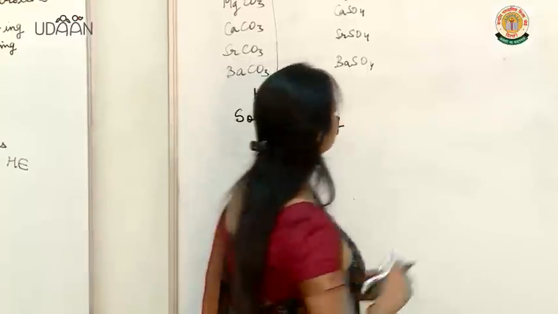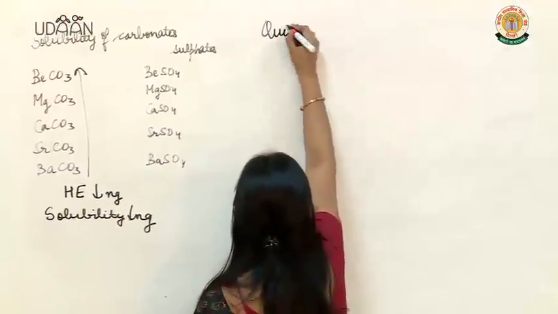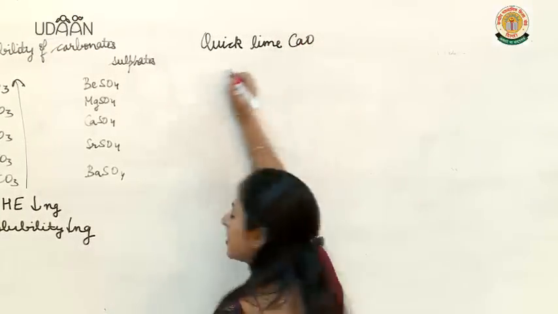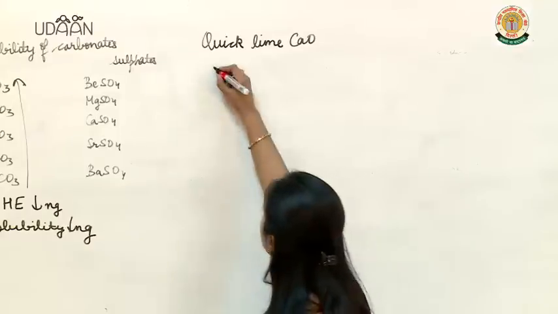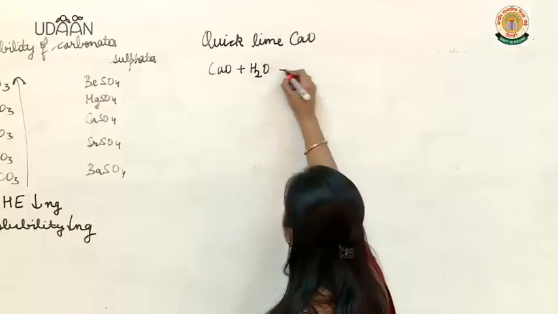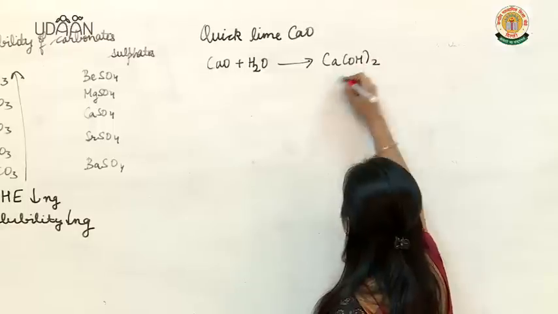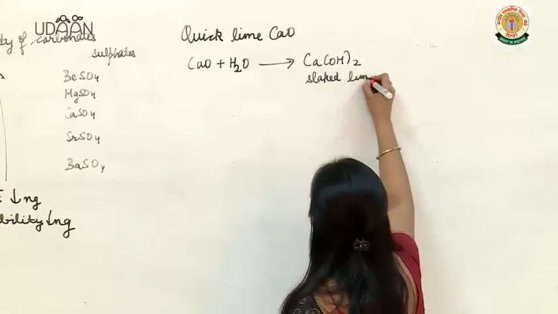Let us understand about quicklime. What is quicklime? It is calcium oxide. Now what happens when you react this quicklime with water? You get calcium hydroxide. What is this calcium hydroxide? It's known as slaked lime.